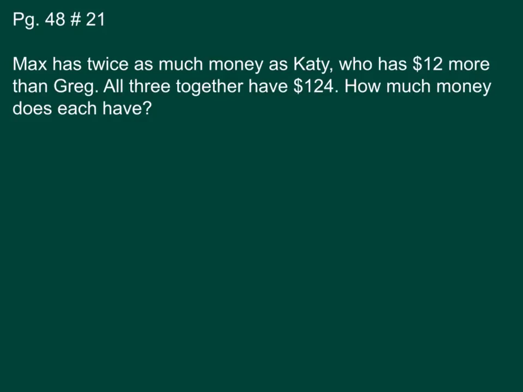All right, this problem comes from your textbook, page 48, number 21. Max has twice as much money as Katie, who has $12 more than Greg. All three together have $124. How much money does each have? So this is just telling a story. We're looking at this here, and we want to translate this tale into algebraic symbols.